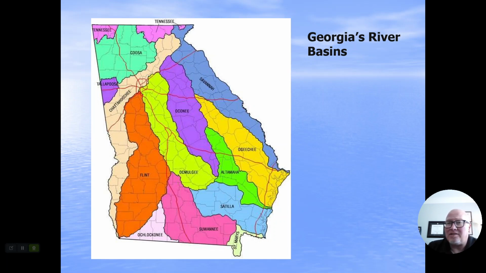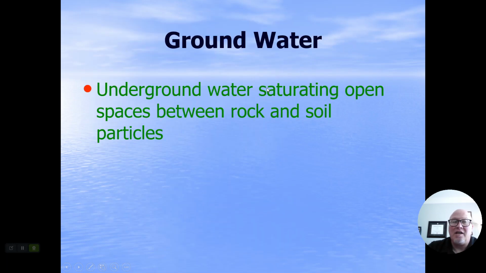Here are Georgia's river basins, which are the watersheds here in Georgia. You have the Flint, where all of this is going to drain into the Flint River. We have the Savannah River Basin. All of that's going to drain into the Savannah River, etc. So you can see the areas of Georgia that will drain into these particular river basins. So these are our watersheds.